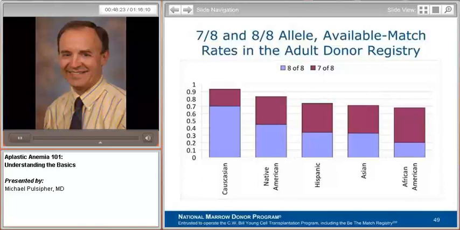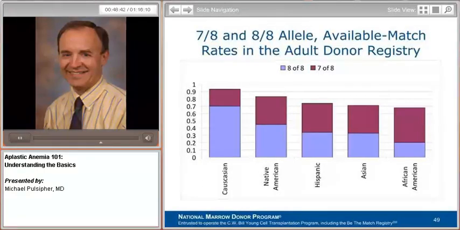That's because there's not a lot of intermarriage between different groups. So the alleles are fairly common in Caucasians. And you have about a 70% chance of a match, whereas the genetic diversity is much higher in African Americans, so there's only a 20% chance that you'll have a complete match.